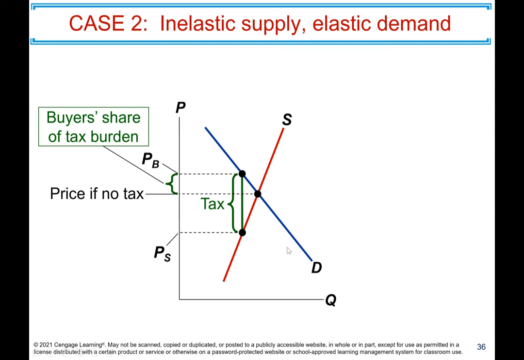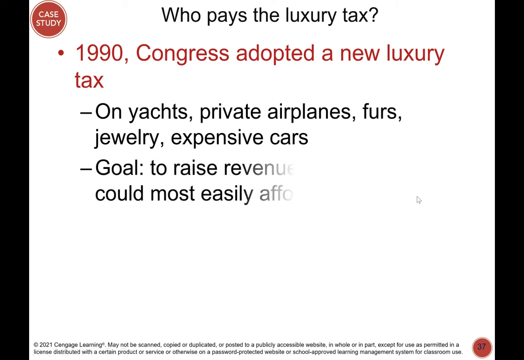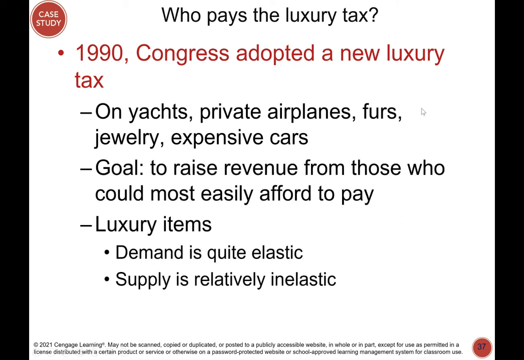relatively elastic. The buyer has a choice. You can go anywhere to find this item. But the seller does not have much of a choice, so the seller will have to absorb most of the tax. As you can see, the share of the tax paid by the seller is larger than the share paid by the buyer. Why? Because of inelastic supply and elastic demand. It is easier for buyers than sellers to leave the market, so sellers bear most of the burden of the tax. Case study: who pays the luxury tax?